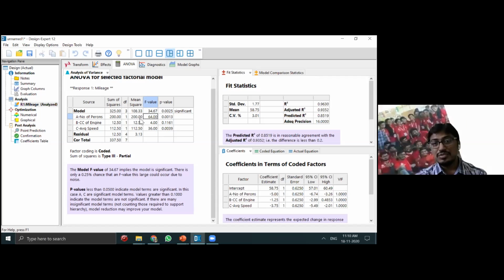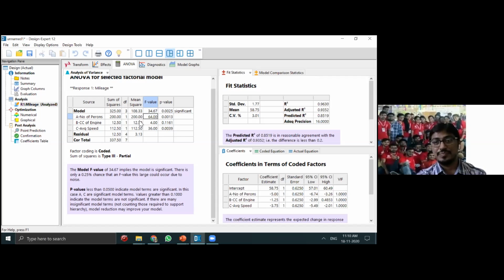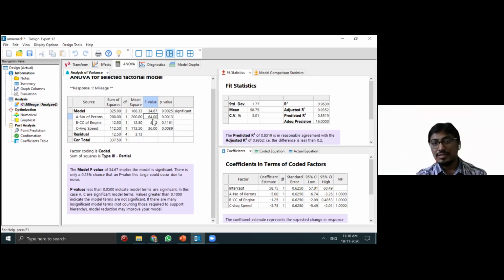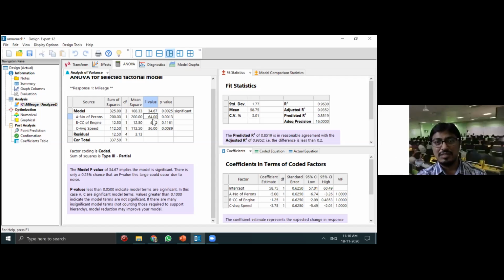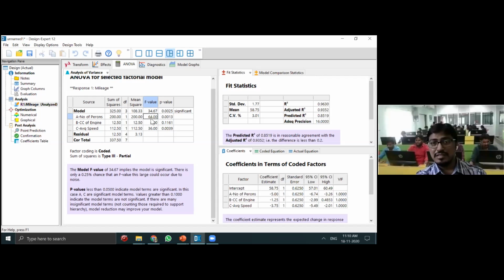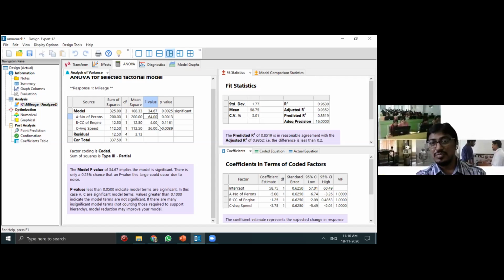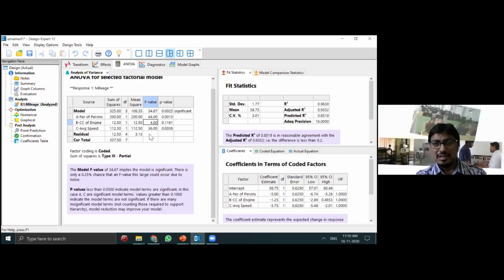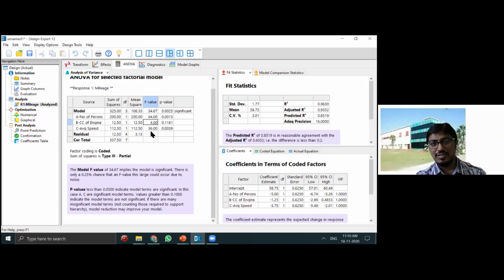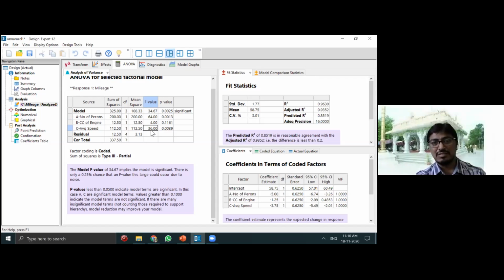Like it shows around 64%. It contributes 64%. We have some other things that I'll be telling you later, but this is the highest. F value is 64. So the number of persons is contributing more towards the response. Then CC of engine is just 4, F value is 4, and average speed is 36. Sorry, you can't say contribution, but this 36 value.